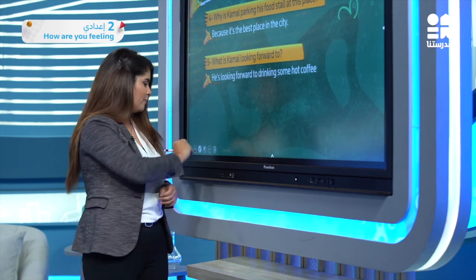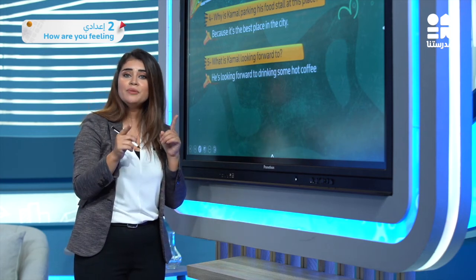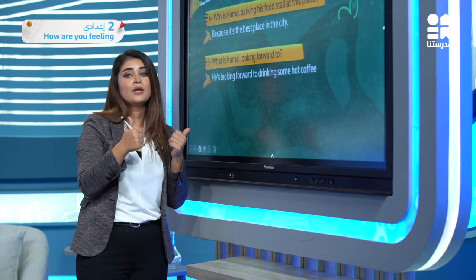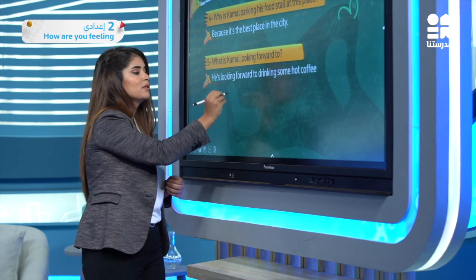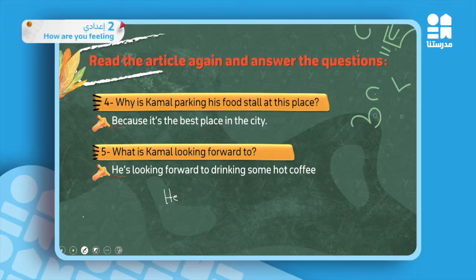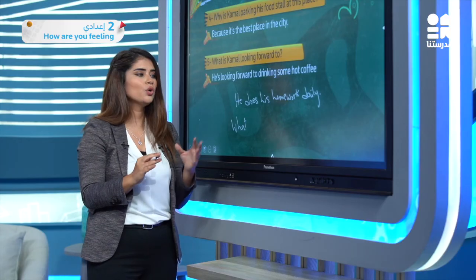Okay. Now another thing to differentiate between the present simple and the present continuous. What if I have something like this? He does his homework daily. يعني كل يوم. He does his homework daily. Okay. So how can I make a question here? For example, if I want to use the question word what. عايزة أسأل هو بيعمل إيه كل يوم. What. So what shall I do here?